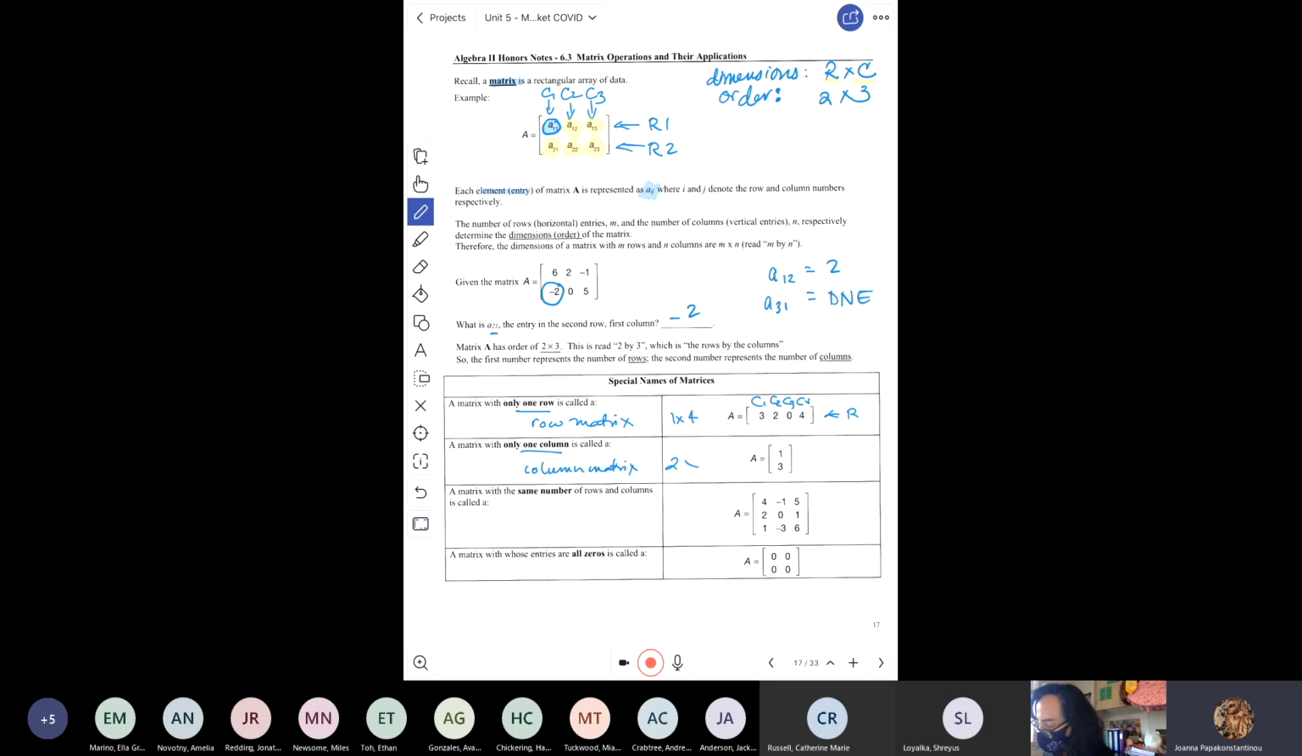If I have the same number of rows as columns, do we remember what we call that? A square matrix. And what is the order of that matrix A? 3 by 3. And if I have a matrix that has all zeros, this is called the zero matrix. Matrix of all zeros as its elements. And the order of that matrix? 2 by 2. So this is also a square matrix, right? Since the number of rows equals the number of columns.